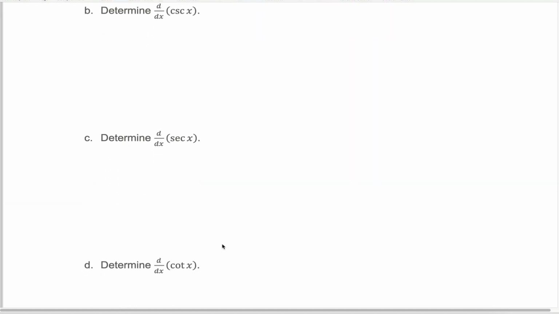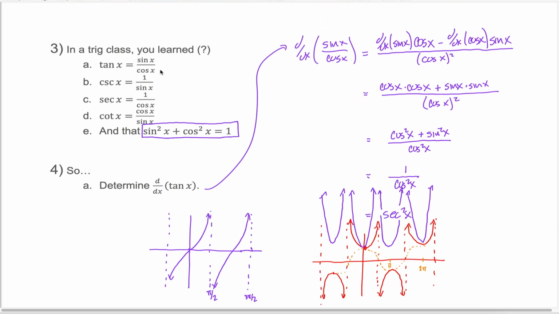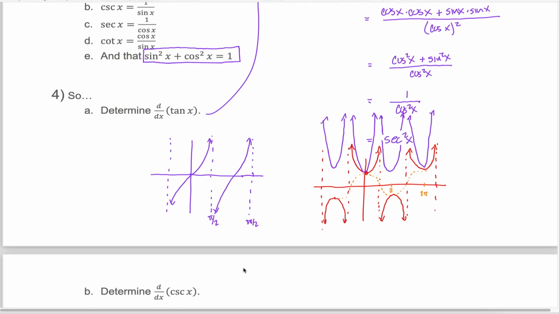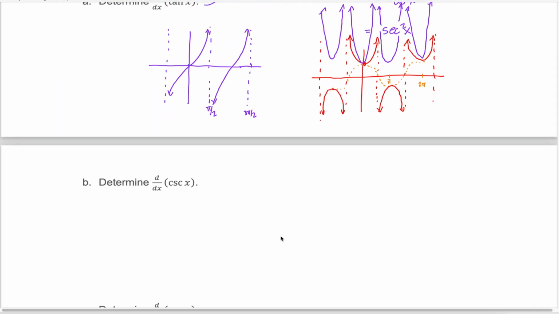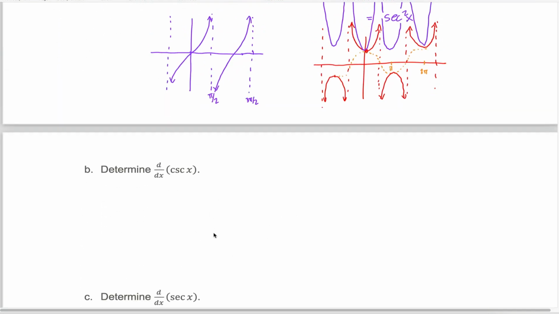In fact, in my notes, the next 3 things I do is prove that to you by figuring out the derivative of the next 3 trig functions. I'm not going to do that. Maybe I'll demonstrate one more and leave the last 2 as an exercise for you. So the derivative of cosecant of x.